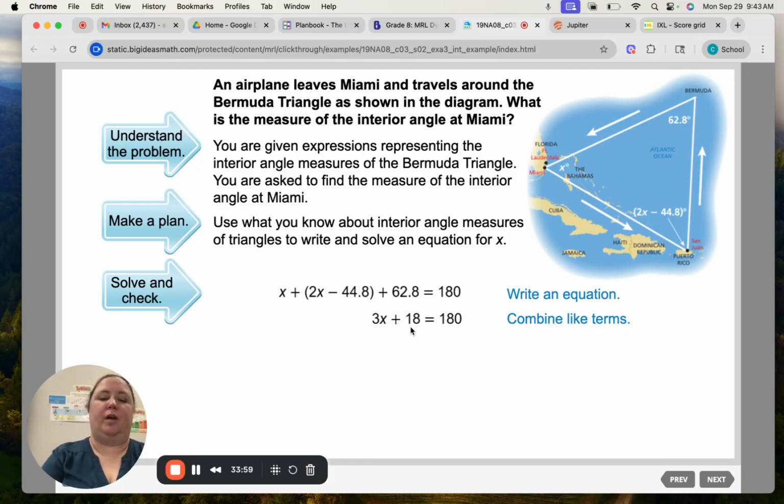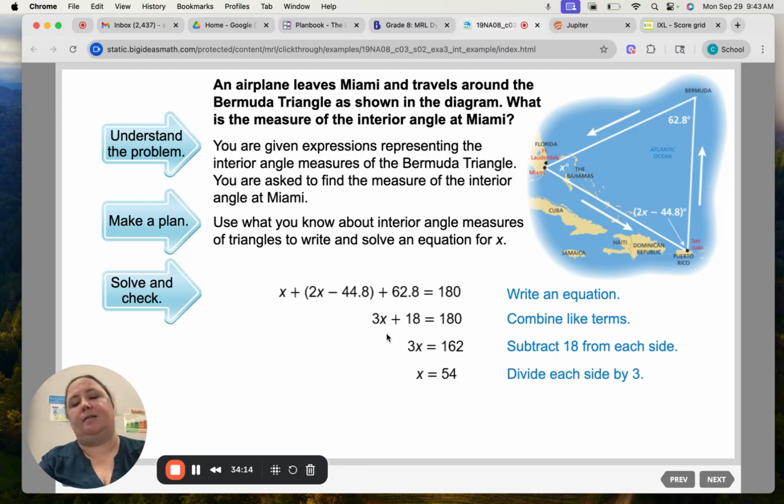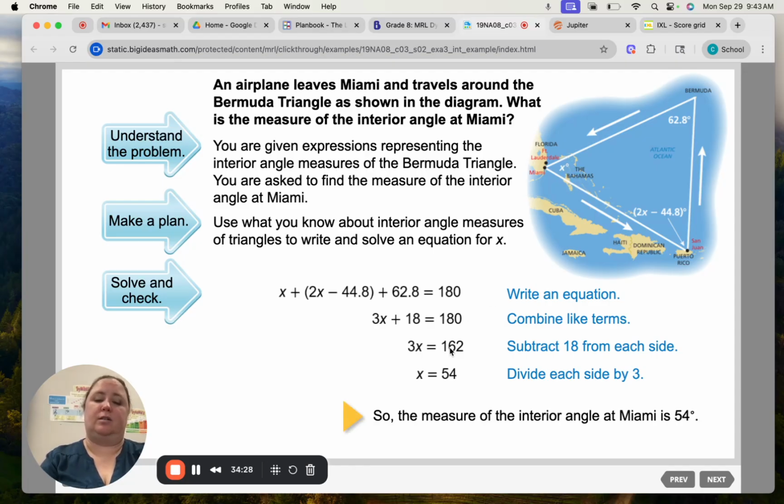All right, now we need to move everything away from the x. So we move the 18 by doing what? Subtraction. So 180 minus 18 would give you 162. The last thing we need to move is the 3 by doing what? Division. So divide by 3, you get 54. So that's the measure of x. Now it's asking for the measure of this angle here by Miami. It's just x, right? So we don't have to do anything else. So then the measure of the angle by Miami is 54 degrees. Very good. Make sure you label it.